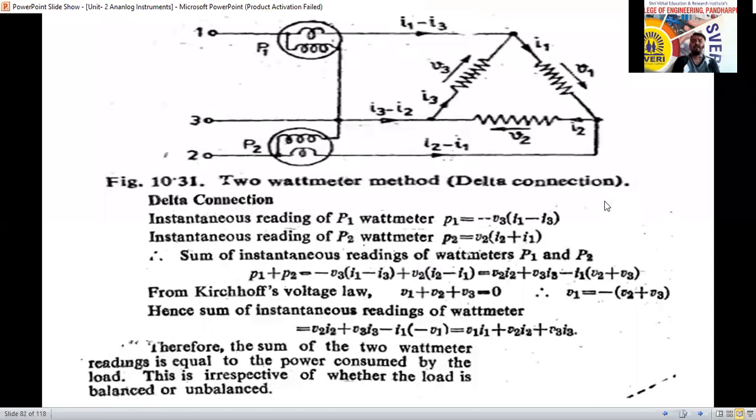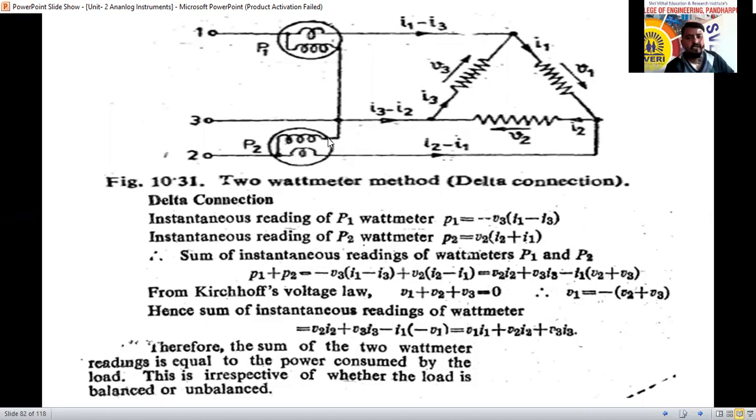Another one is by using the delta connection. Here the current I1 is flowing, and I3 is coming towards this point. So at this junction node, the current we can consider as I1 minus I3. Here we write I2 minus I1. In the delta connection also, only two wattmeters, P1 and P2, are used.